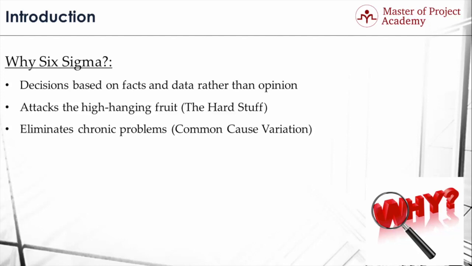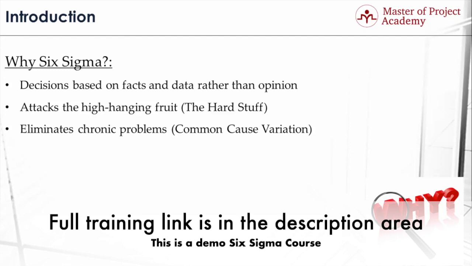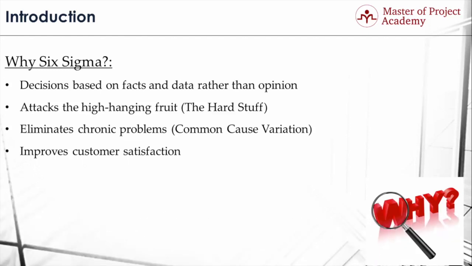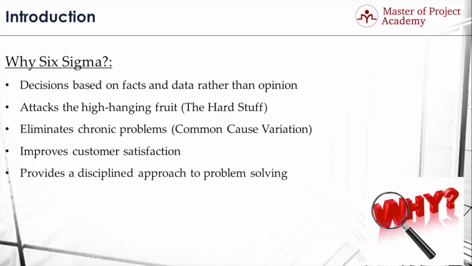It eliminates chronic problems in your process. Chronic means of long duration or lasted for a long period. Once the chronic problem is eliminated, it improves customer satisfaction. The customer could be your internal or external customers, depending on the setup you are engaged into. Six Sigma is a disciplined approach to problem solving. Please note here that Six Sigma is not a new way, but a different way to address and solve problems. As a result, it does help to change the working culture in an organization.